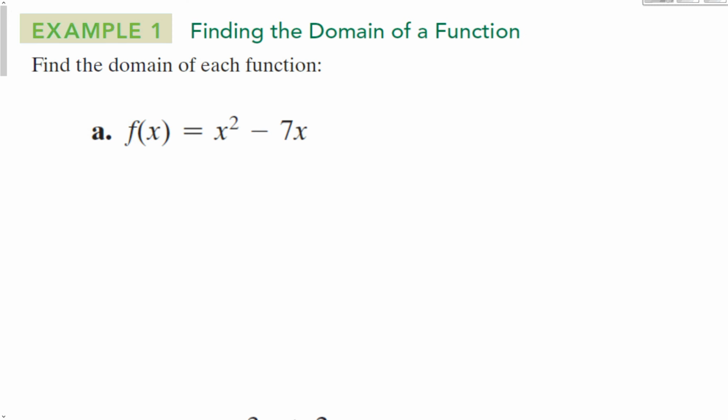So let's find the domain of each function. In part A, the domain of this function is all real numbers except for anywhere that makes this function undefined. Well, there are no variables in the denominator, and there are no square roots of any variables. So the domain of f is from negative infinity to positive infinity, all real numbers.